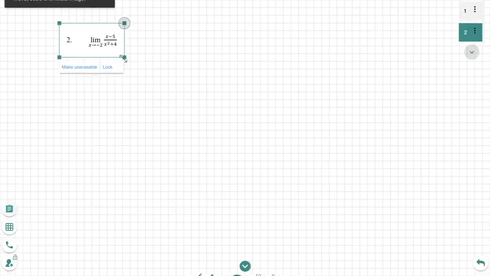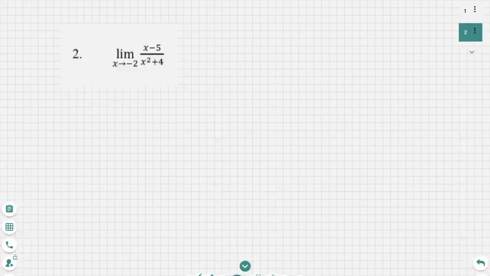Okay, what do you think about this one? Well, I mean, isn't it just -7/8? Yeah, in this case, direct substitution works. There's actually a point there when you plug it into the function. So the limit's going to be the point.